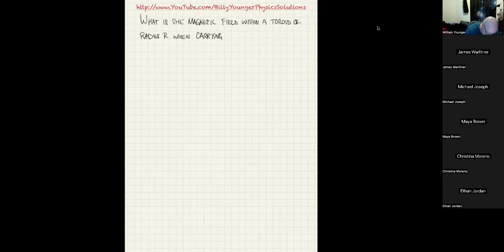Okay. A radius r when carrying a current I through its n turns. Okay. So that's my way of giving all the details. So I just went ahead and said, okay, it's carrying a current I. It has a radius r. I'll explain what that means with a diagram and so on and so forth.